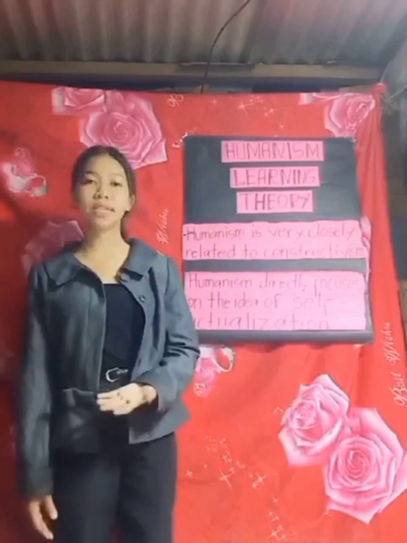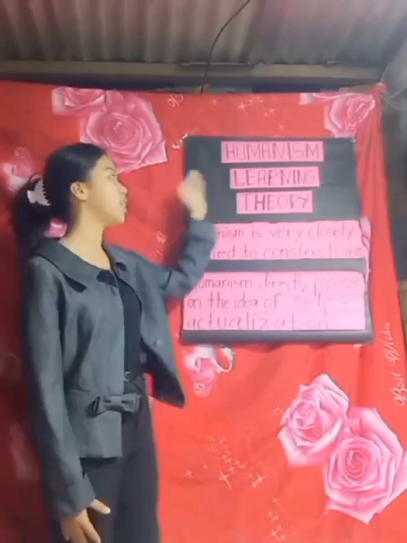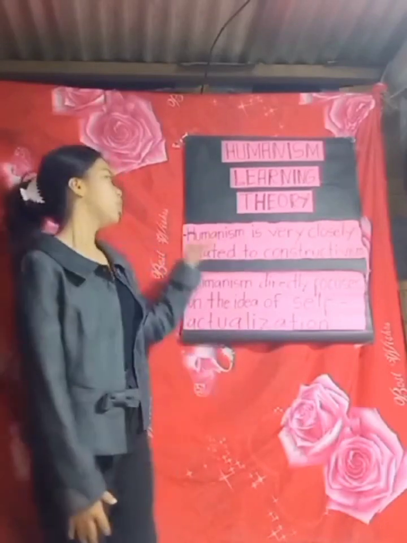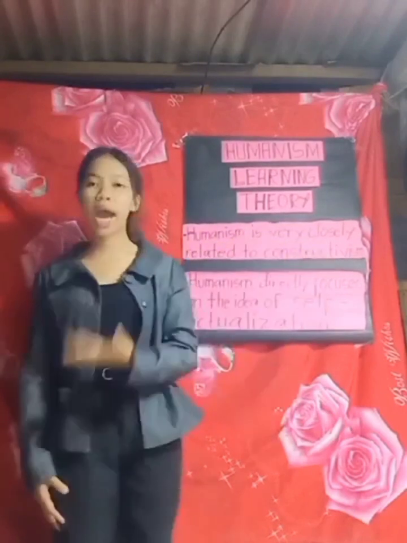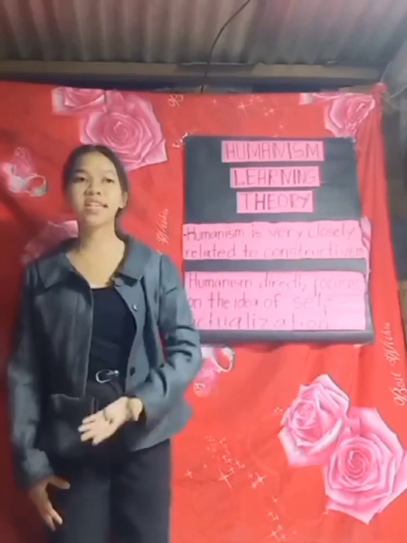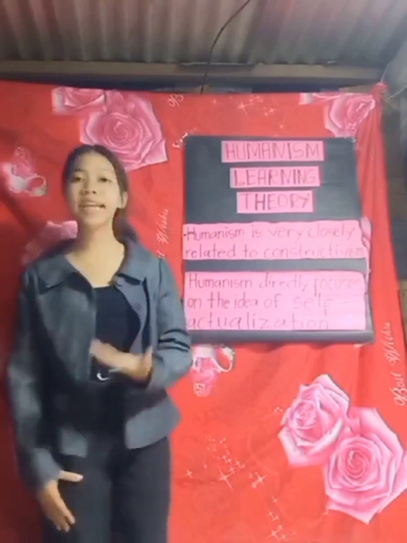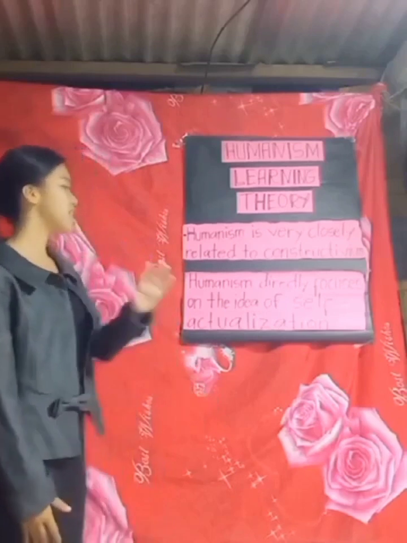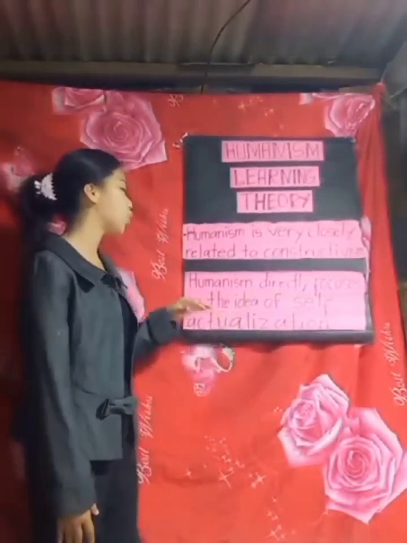So humanism is a belief system that began in the 1960s. When we say humanism learning theory, it is the ability to learn with the fulfillment of needs. Humanism is very closely related to constructivism. Why? Because like constructivism, humanism emphasizes self-directed learning, where the learners are just given guidance and left to develop learning on their own. So next, humanism directly focuses on the idea of self-actualization.